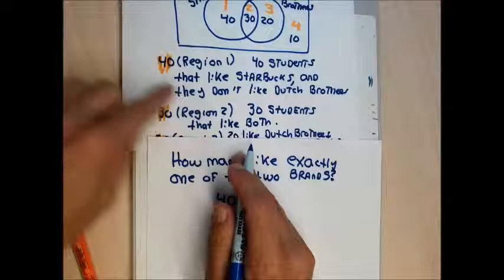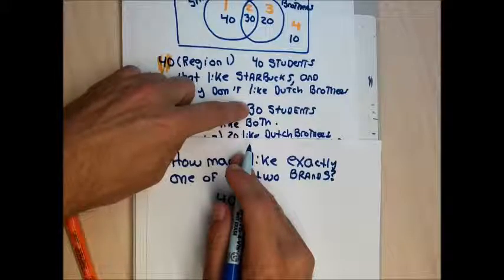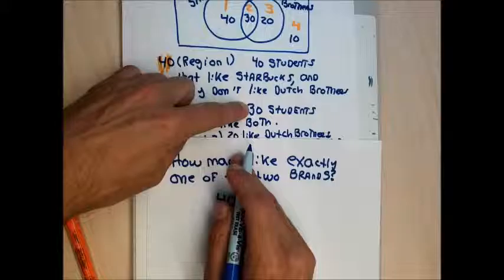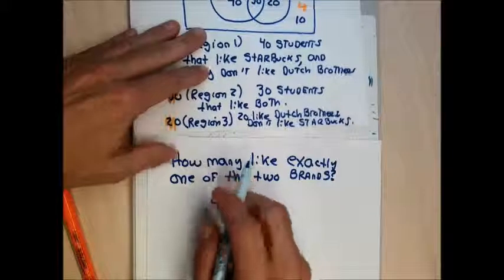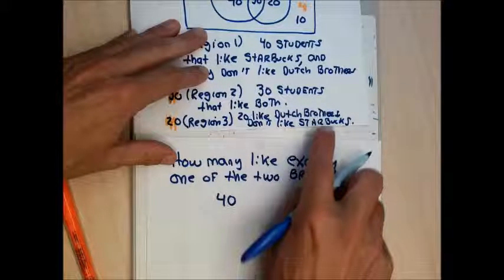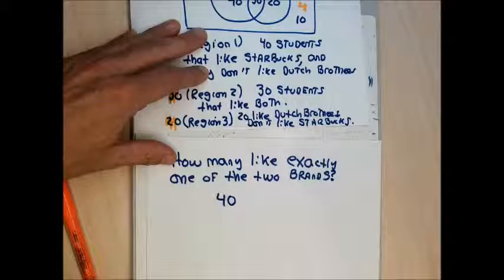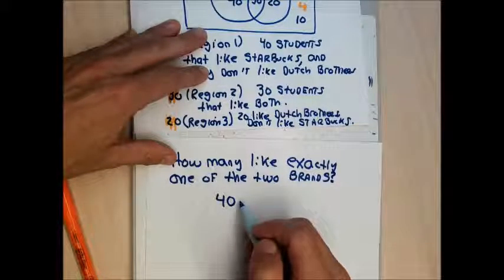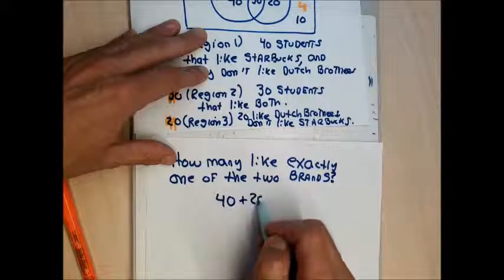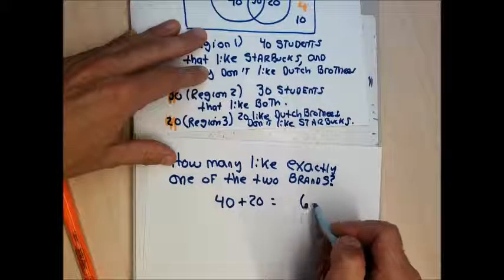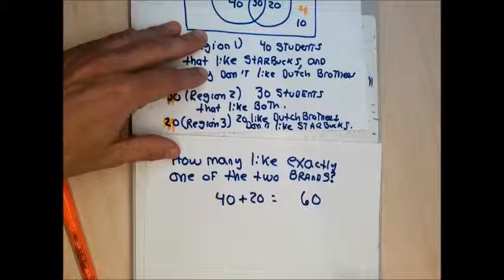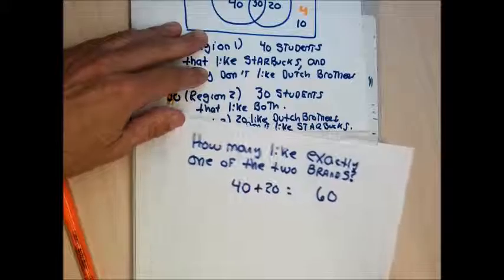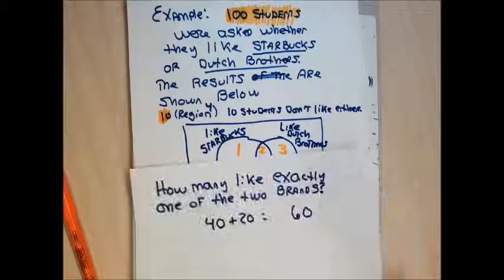In region 2, the 30 students in there like both brands. They're not going to get counted because they like 2 and not exactly 1. And in region 3, the 20 students that like Dutch Brothers and don't like Starbucks like exactly one of the two brands, and those are going to get counted too. The answer to this question, there's going to be 60 of the 100 students that were surveyed like exactly one of the two brands.